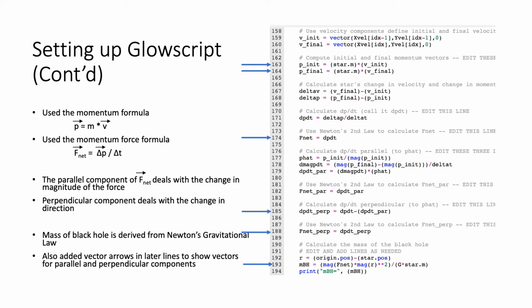And then finally, like I said, the mass of the black hole is derived from Newton's gravitational law, as said in the previous slide. So I was able to then take all of the variables that I defined up above and then input that into an equation on line 193 to generate the mass of the black hole. I also added vector arrows that will run during the running of the model, and those will be shown by arrows in the model to show the parallel and perpendicular components.